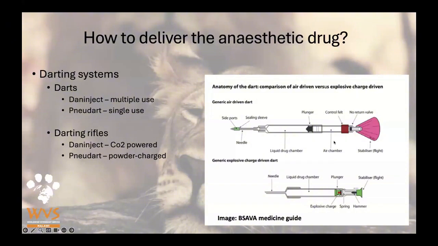And then you pressurize this dart. So this is the air chamber, which will be pressurized. And then you put a flight at the end of it. On impact, this pressurized chamber is driving the plunger forward. The sleeve moves backwards, the plunger is moved forwards, and the drug is administered through the side port into the animal.